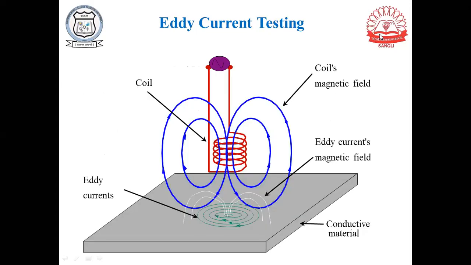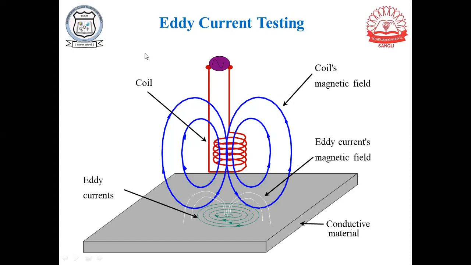Okay, so on the oscilloscope you will be able to see whether there is any defect, whether there is any flaw. If there is any change in the magnetic field, you will be able to understand, okay, there is a defect in this particular component. That will be your final conclusion after this eddy current testing.